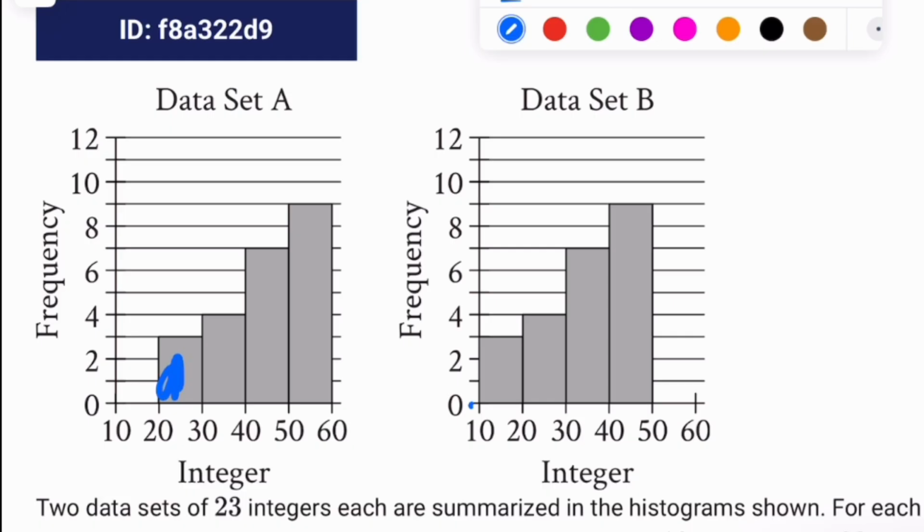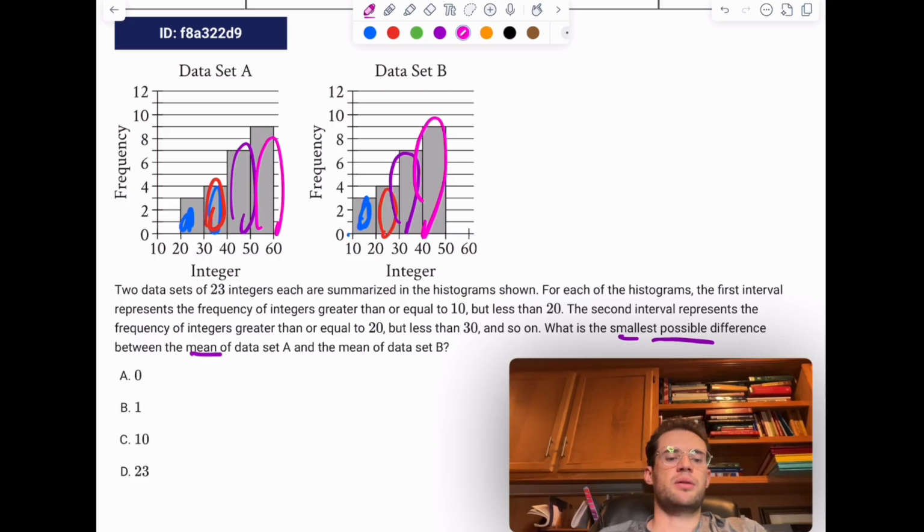So basically the frequency of 20 to 30 for data set A is the same as the frequency from 10 to 20 of data set B. The frequency of 30 to 40 is the same for A as the 20 to 30 for B, and so on. So they all will match up like that, which makes you think it's just going to be 10, right? That the difference is 10.